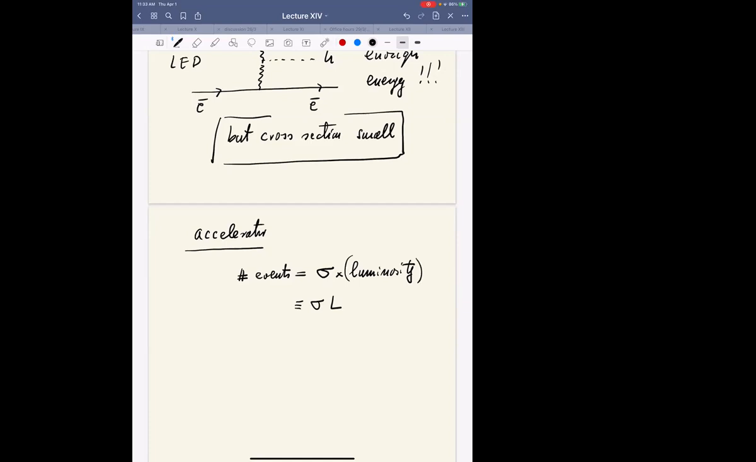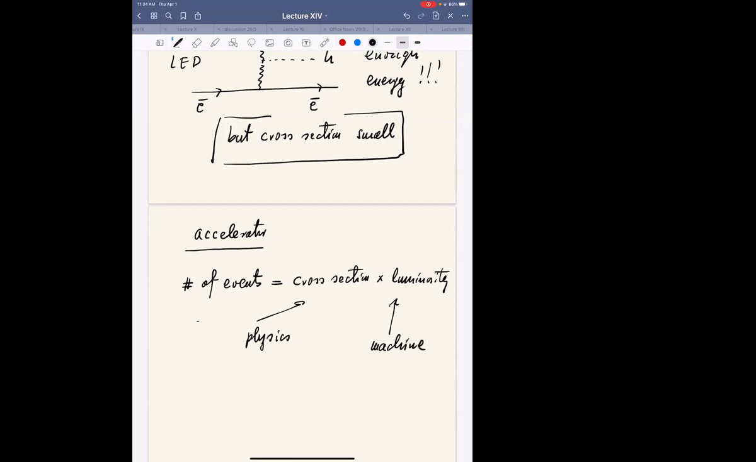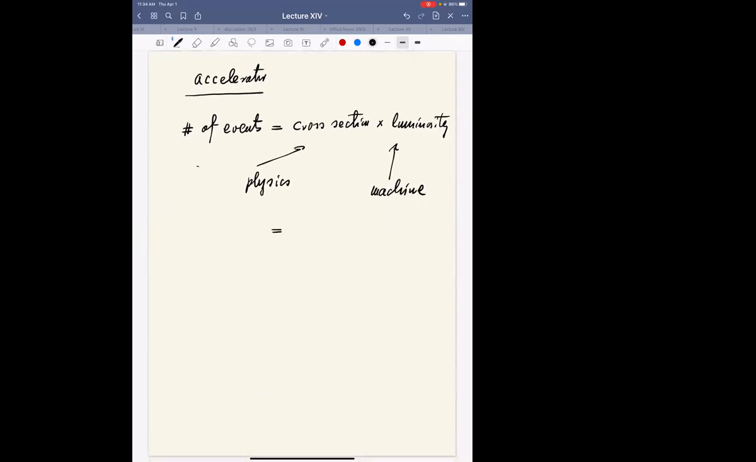Luminosity is the capacity of the machine that two beams hit each other. This is physics. So this is cross section. I didn't write this well. I'm sorry. Let me write better. I want you to have cleaner notes. Cross section, number of events. It's a cross section times luminosity. This is physics. It depends on the process you are studying. This is machine property. The bigger the luminosity... so we often write sigma times L.